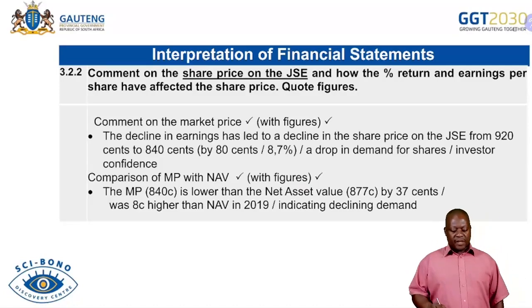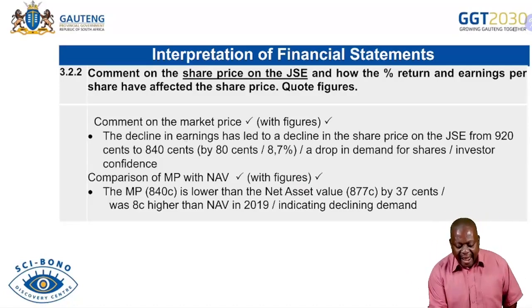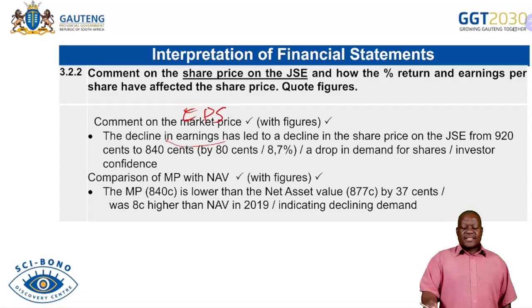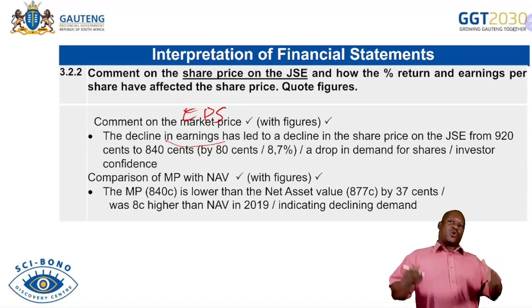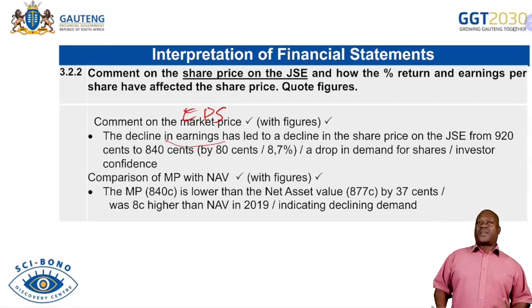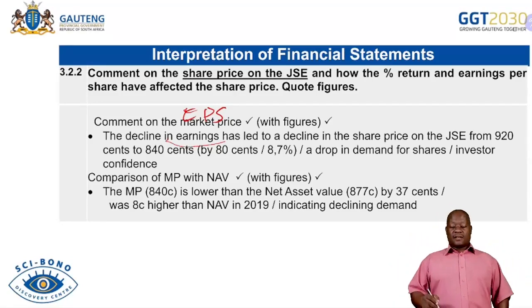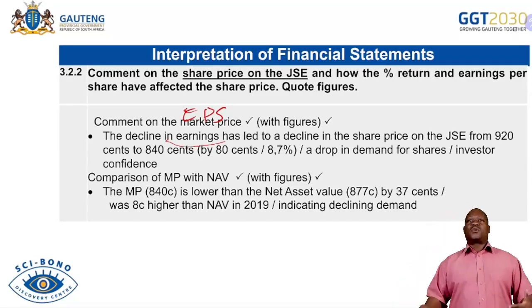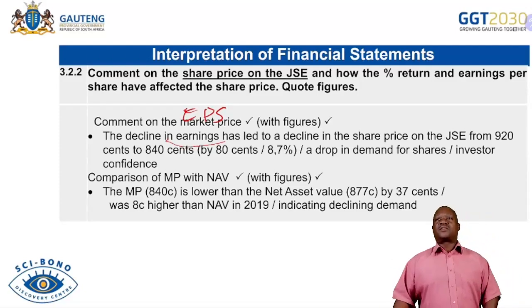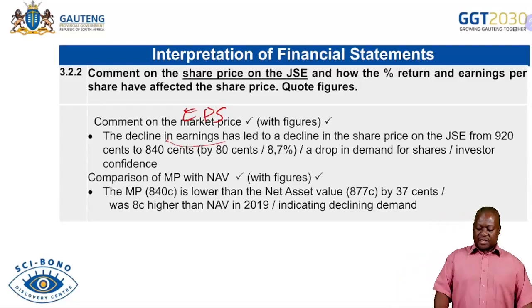Now check here. They are saying the decline in earnings, which is the decline in earnings per share, has led to the decline in the share price on the JSE. But I told you, it's nothing without figures. So tell us, it has declined from 9 Rand 20 to 8 Rand 40, 920 cents to 840 cents.